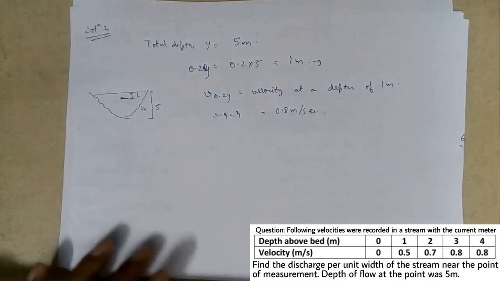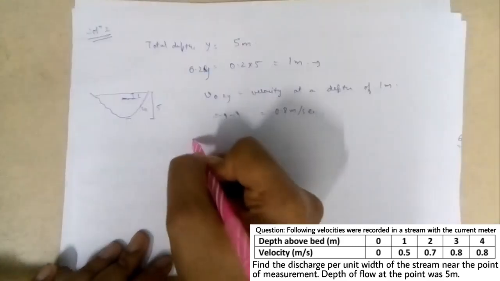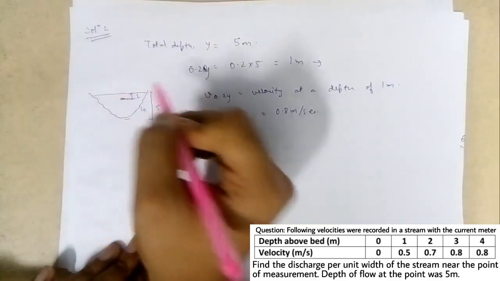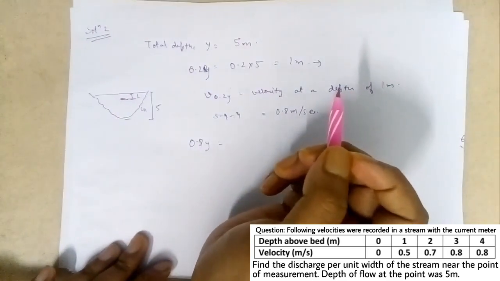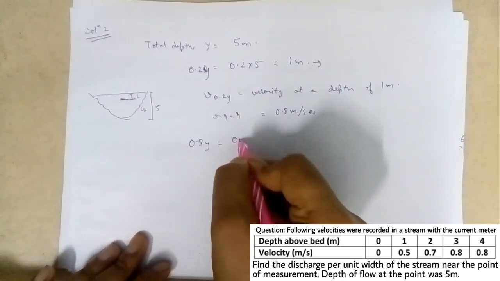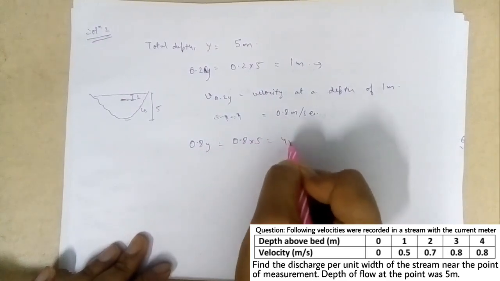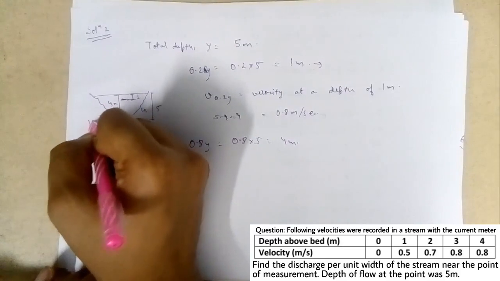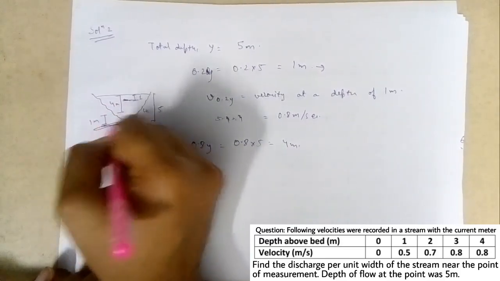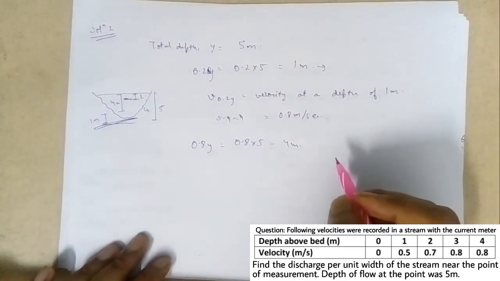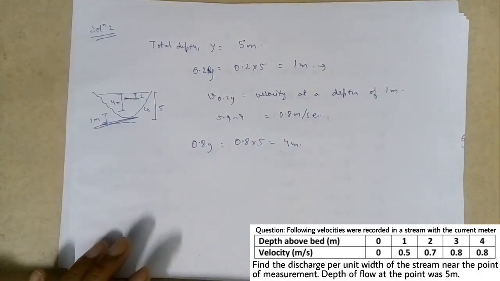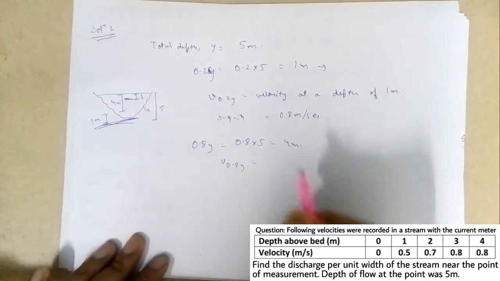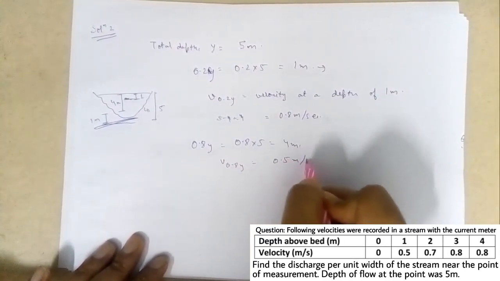Next, for 0.8y, that is at a depth of 0.8 multiplied by 5, that is 4 meter. So at a depth of 4 meter, that is 1 meter above the bed level. As in the question it is given 0.5 meter per second. So v 0.8y is equal to 0.5 meter per second.